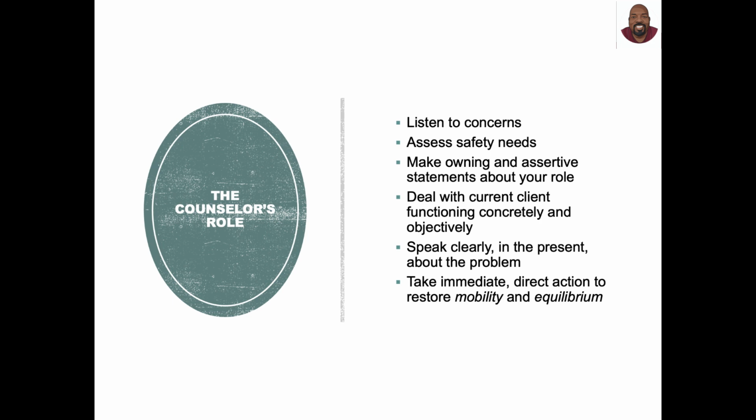And also take immediate direct action to restore mobility and equilibrium to that person's life. We want them to get back to equilibrium. That's the big piece here.